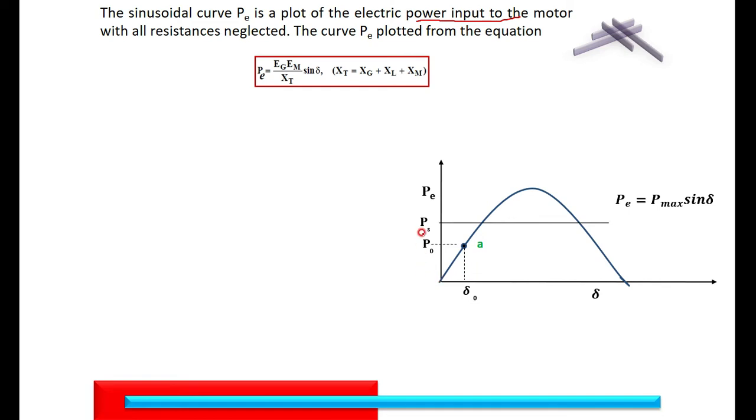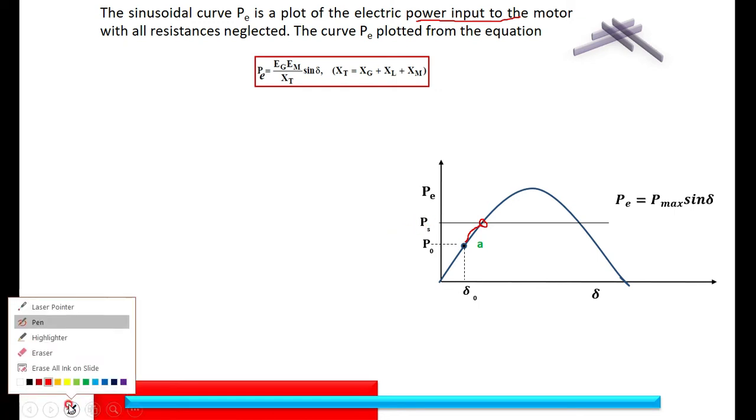Now there is a sudden change in the output from P naught to PS. In that case, your mechanical power output increases, whereas your electrical input is still P naught. So to make it balance, the electrical input has to be increased so that it reaches this point. At this point, both electrical input and the mechanical output are equal.